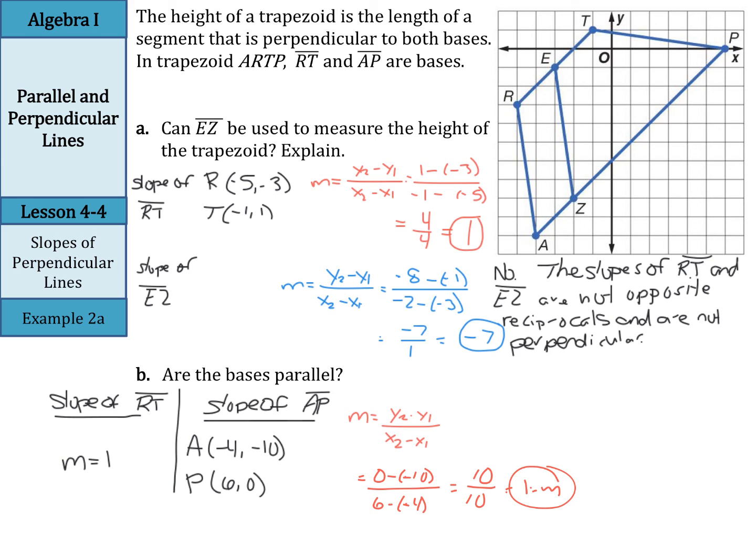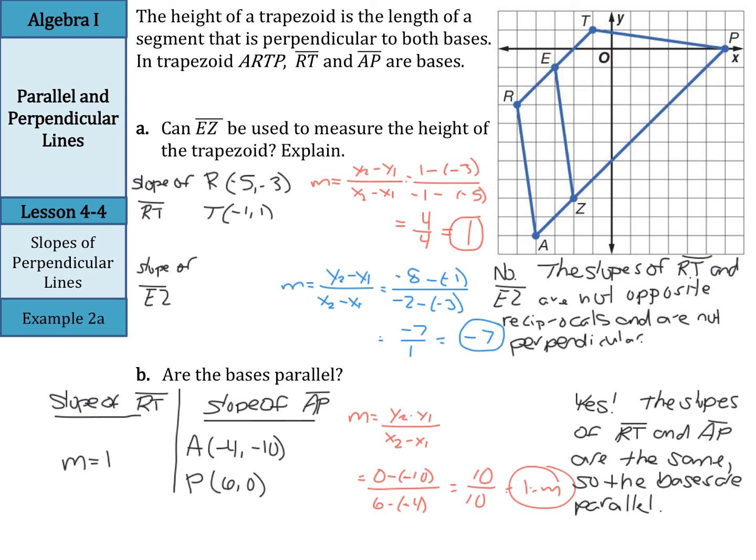So the slope of RT is 1. The slope of AP is 1. They're the same. So are the bases parallel? Yes. We can once again use our definition in our explanation. The slopes of RT and AP are the same. So the bases are parallel.